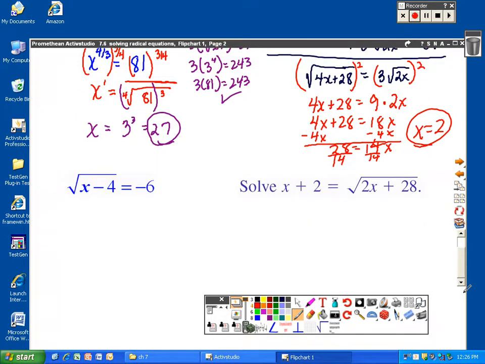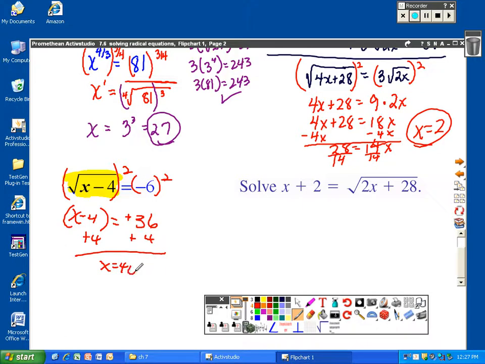Your next one, square root of x minus 4 equals negative 6. This is my radical, square root of x minus 4. So I have nothing else to remove, so I would square both sides. So that is x minus 4 equals a negative squared is a positive, and 6 squared is 36. Add 4, x equals 40.